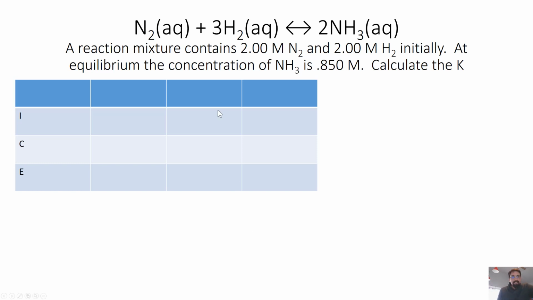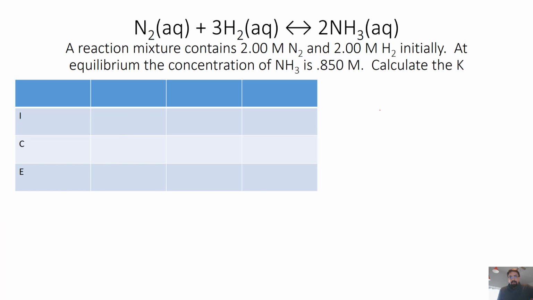You'll notice that we've been given a balanced chemical reaction and some details about this reaction. It says that we've got a mixture that contains 2 molar N2 and 2 molar H2 at the initial. It says that at equilibrium, the concentration of NH3 is 0.850 molar. It's asking us to calculate the K of this particular reaction. Here's how we use an ice table to help us out with this.